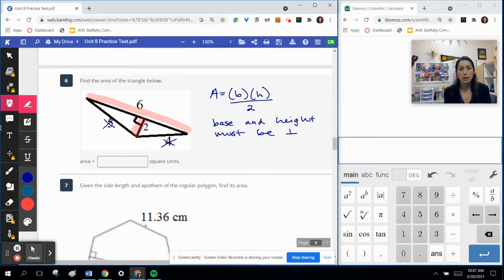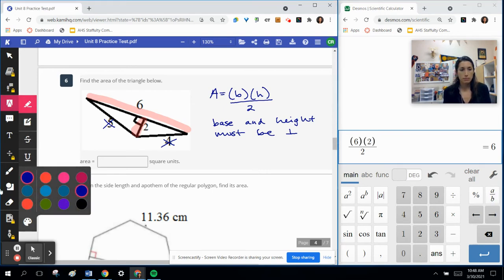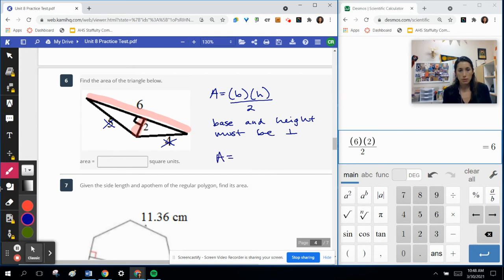So essentially, our formula, I know this one is super simple, but when you set up the formula, make sure you use parentheses here. Base times height divided by 2, so our base is 6. Our height is 2, all divided by 2. That area is going to be 6. Oops, let me get a pen. So area equals base times height divided by 2, which is 6 square units.